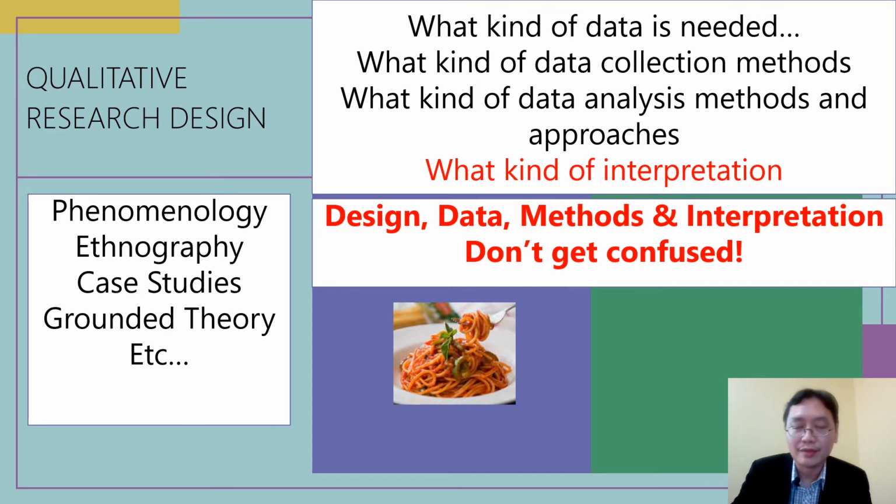This gives you this very simple illustration. Usually people use a fork to eat spaghetti. Can you use chopsticks to eat spaghetti? I guess yes, isn't it? Can you use a spoon to eat spaghetti? I suppose yes, isn't it? It's just that the way you do it might be a bit different. So this is something that I want you to think about when we talk about qualitative research design.